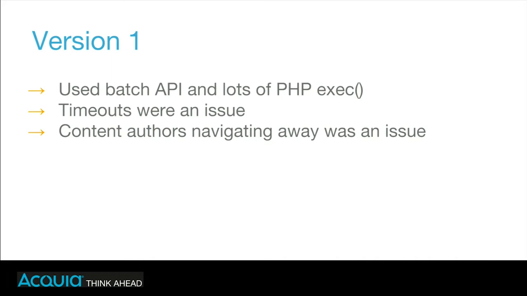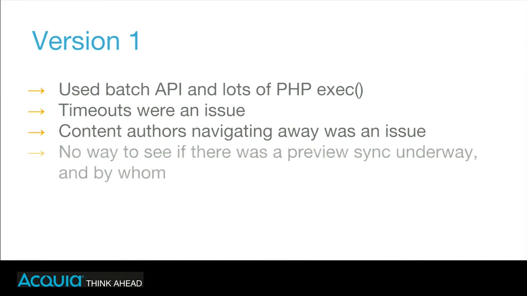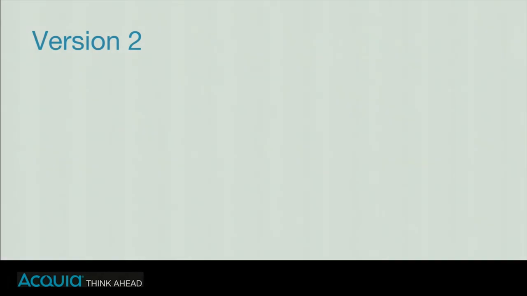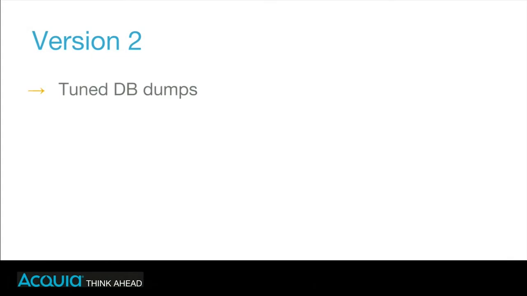Has anyone had this problem? You've got a batch API process that's really super important, and your content authors click home. Yeah, that screws up batch API. Don't do that. And the person who initiated the preview sync was the only person who had visibility on the progress of that preview sync. And we actually had a problem where other content authors were trying to kick it off and were fighting each other, so that was kind of fun as well.